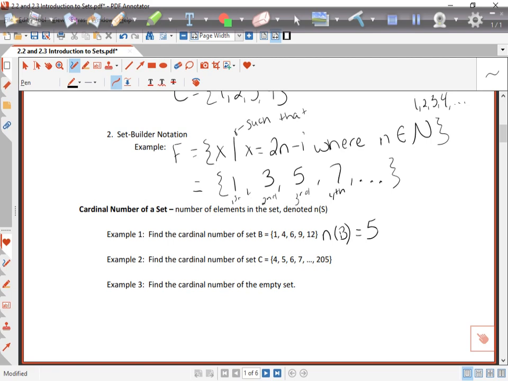The next one, the cardinal number of set C: 4, 5, 6, 7, all the way up to 205. Here we're going to use a method that we used in the very first section: last number minus first number plus 1. Remember, we did that with Gauss's method to figure out how many columns we would end up with. So 205 minus 4 plus 1 gives us 202.